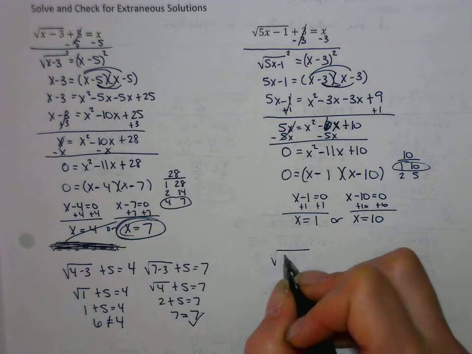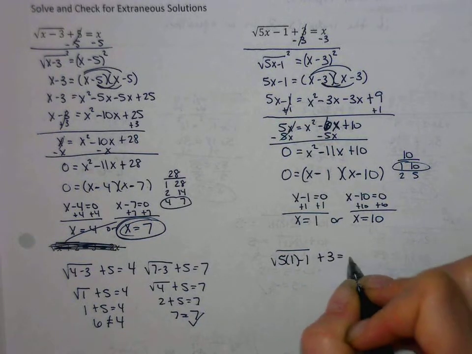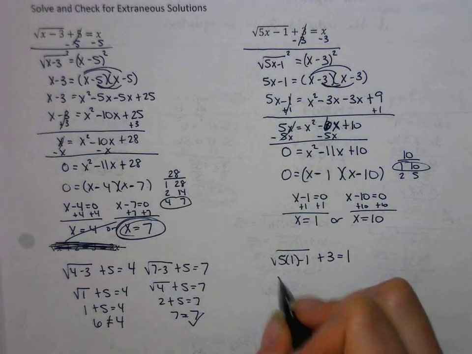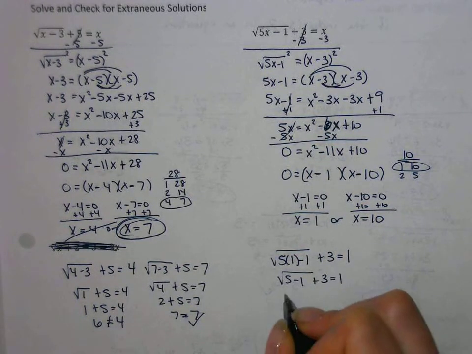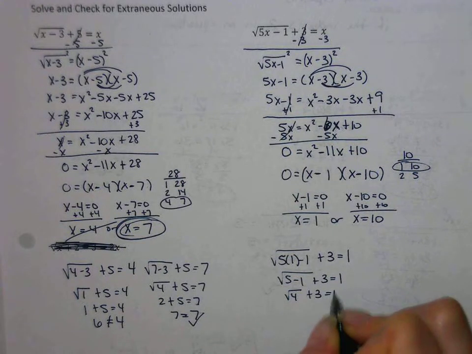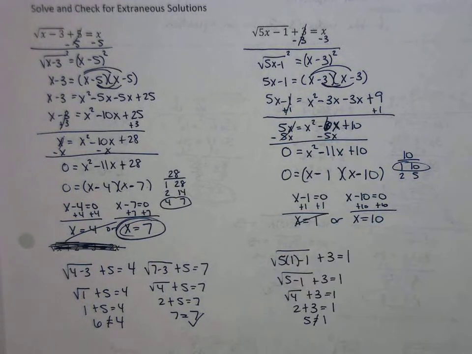We have the square root of 5 times 1 minus 1 plus 3 equals 1. 5 times 1 is 5. 5 minus 1 is 4. Square root of 4 is 2. 2 plus 3 is 5. And 5 does not equal 1, so x equals 1 is not a solution.